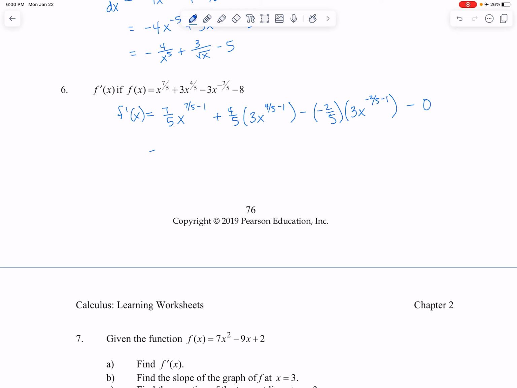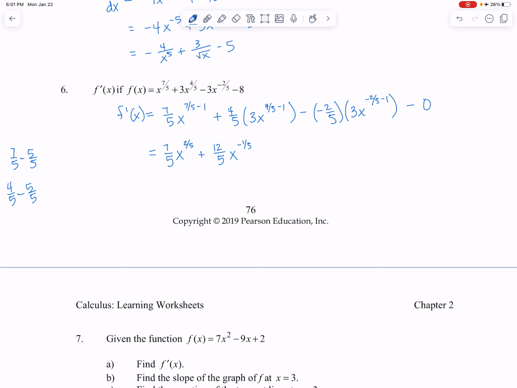Okay, power rule on all of these guys. So we've got 7/5 x, 7/5 minus 1, we can rewrite that as 7/5 minus 5/5, and 7 minus 5 leaves us with 2/5. 4/5 times 3, 4 times 3 is 12/5 x, and 4/5 minus 1, 4/5 minus 5/5 leaves us with a negative 1/5. Okay, make sure you're careful with your fraction subtraction.